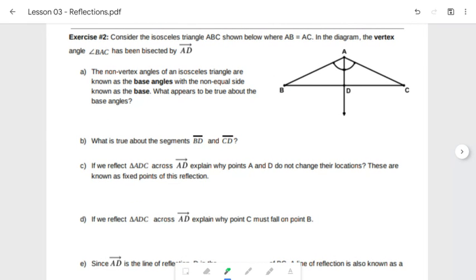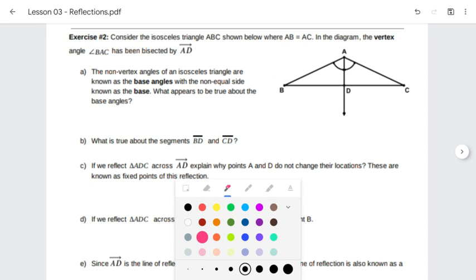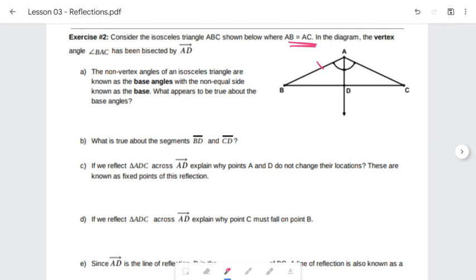So if I go down to exercise number 2, now I'm dealing with an isosceles triangle ABC. Now, it's been a while since we talked about isosceles, but remember they have 2 congruent sides. So in this case, they tell me that my congruent sides are AB and AC, and I'm marking them as shown, just so you have their little marks given. The vertex angle of BAC is where it's been bisected by the ray AD.